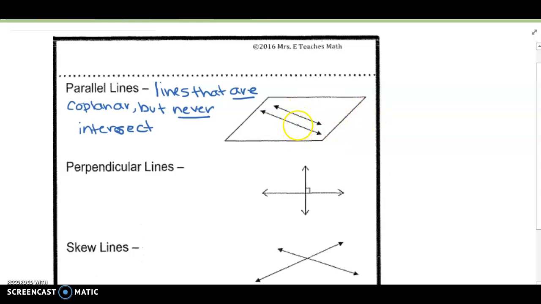Okay, so perpendicular lines now, guys, you should know this. These are two lines that intersect at a right angle. Okay, that's what this box here means. That means this is a right angle. So any two lines that intersect to form a right angle, that means those two lines are perpendicular.